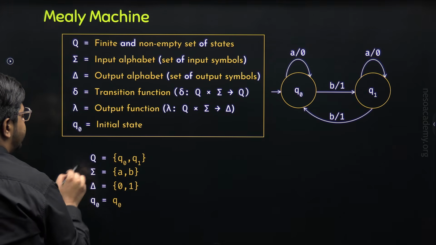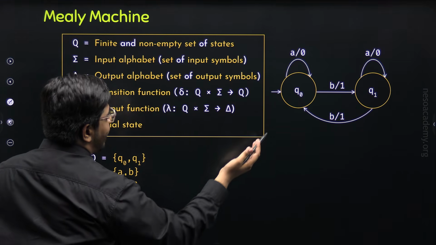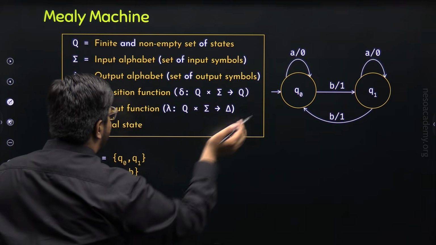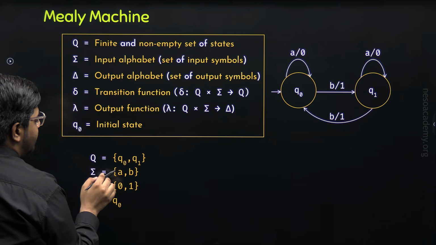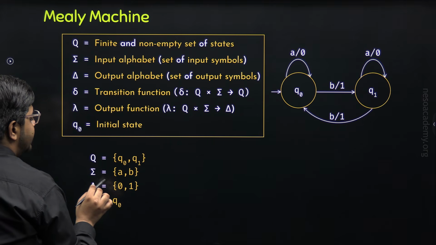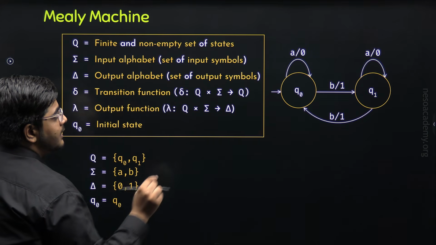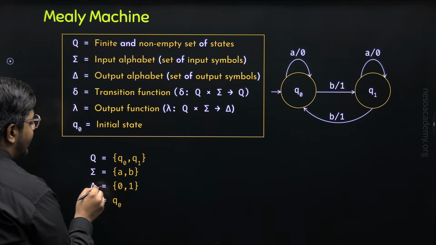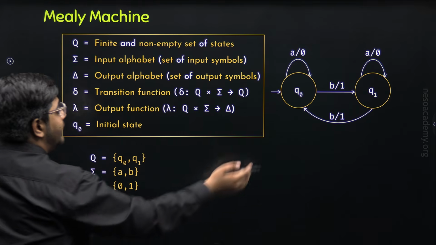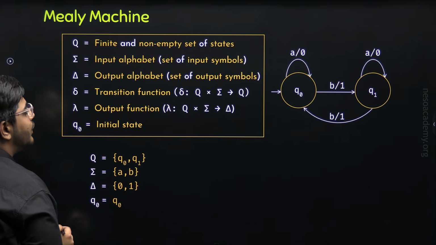Now let's talk about sigma. Sigma is the input alphabet, which is the set of input symbols. And I have explained you that there are only two input symbols in this particular case, A and B. So sigma is equal to the set of two symbols A and B. Similarly, output alphabet delta is the set of output symbols. And in this particular diagram, we have two output symbols, 0 and 1. So delta is equal to the set of 0 and 1. Now Q0 is the initial state, and in this particular case, the initial state is Q0 only. So Q0 will be equal to Q0.